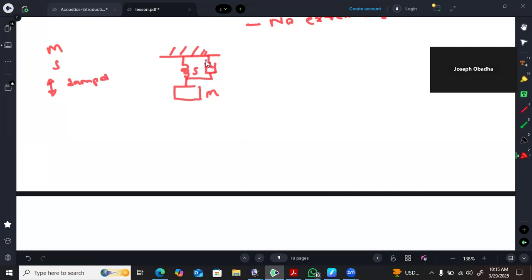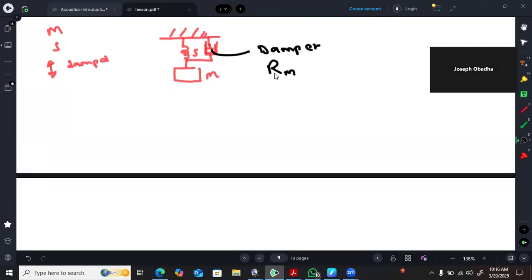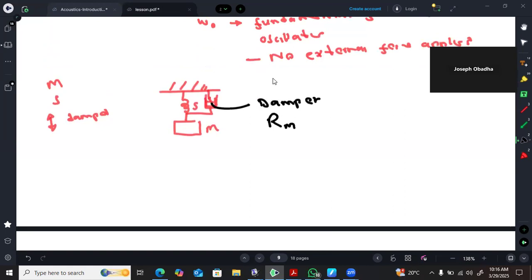So maybe we can have something like this. Inside here we have some fluid, so that now when it moves up and down, this one provides some resistance. So we can call this one a damper, and it provides resistance. Maybe we can denote it by Rm, where M refers to a mechanical system. Then if we have such an arrangement, the new equation would appear differently.